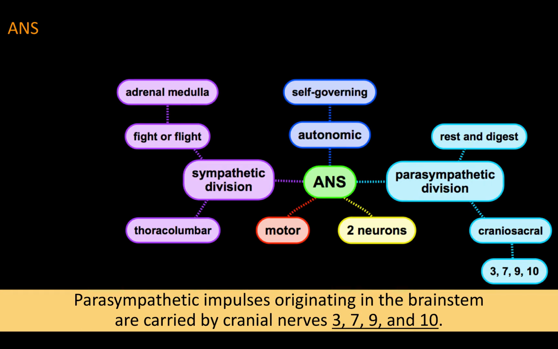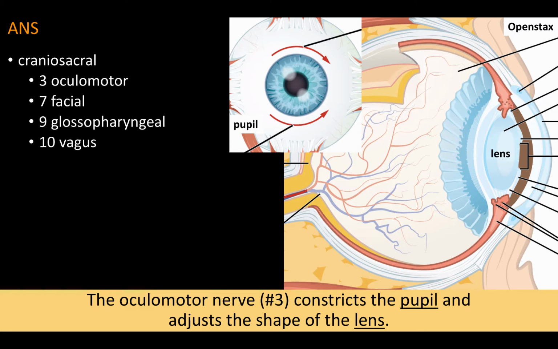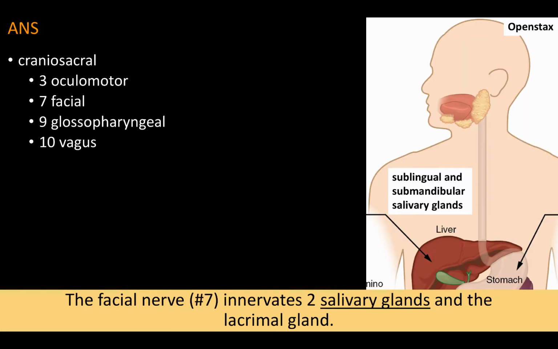Parasympathetic impulses originating in the brainstem are carried by cranial nerves 3, 7, 9, and 10. The oculomotor nerve, number 3, constricts the pupil and adjusts the shape of the lens. The facial nerve, number 7, innervates two salivary glands and the lacrimal gland.